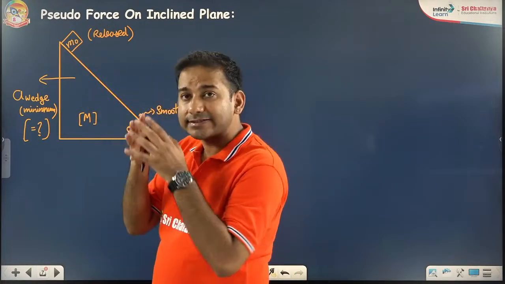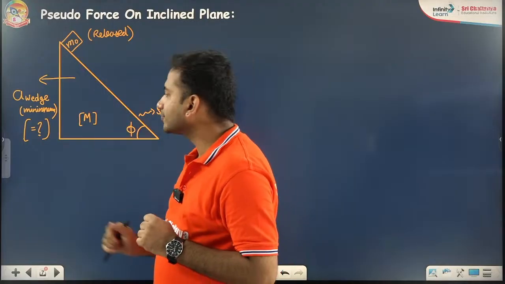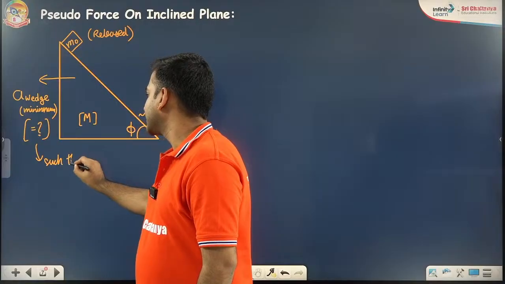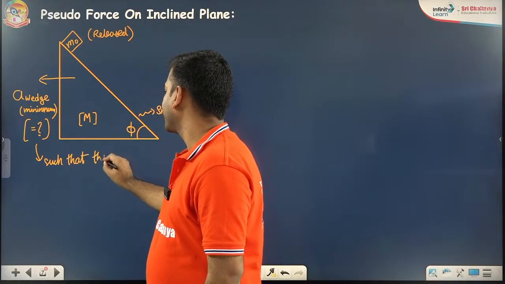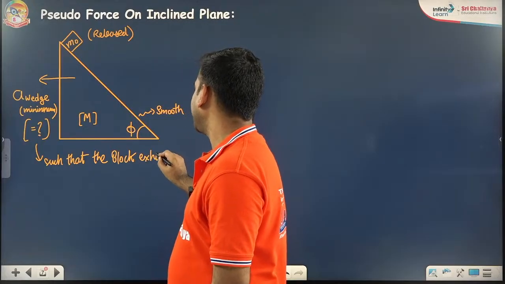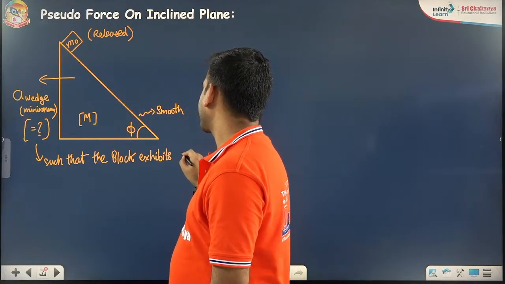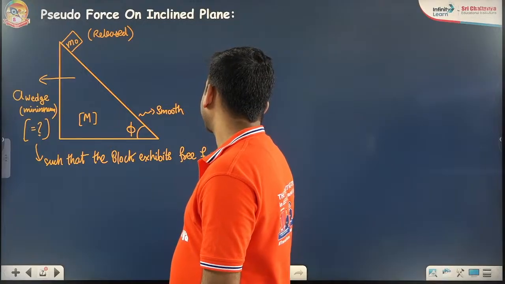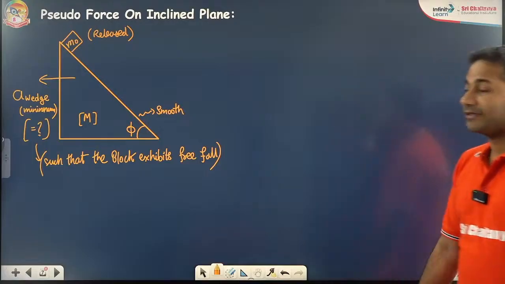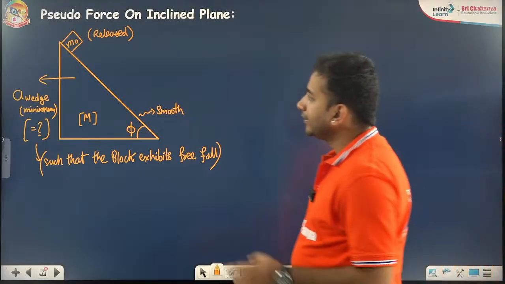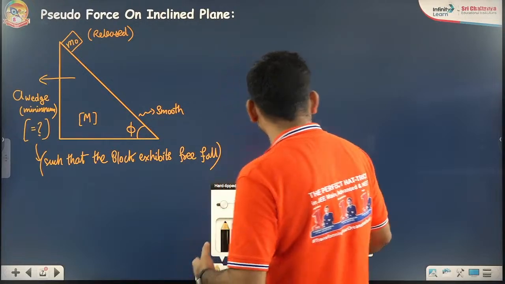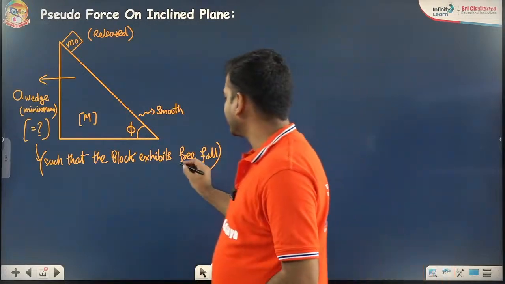The block exhibits free fall, which means the contact force becomes 0. That is the question for us, such that the block exhibits free fall. So first of all, try to understand what the examiner is asking you.